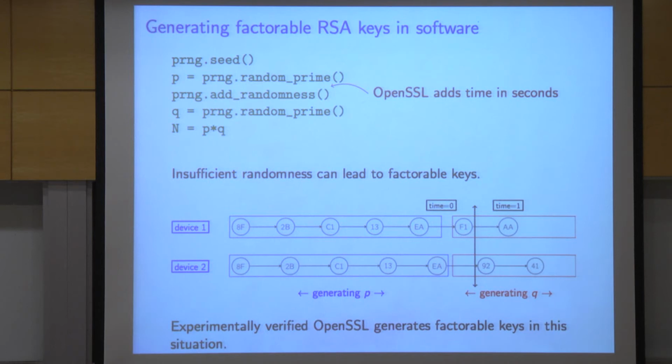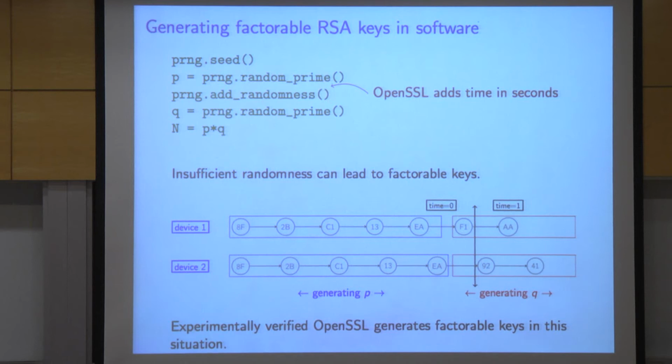implementation pattern looks something more like this, where you seed your pseudorandom number generator, but then over the course of generating your keys, you are continuously adding more entropy into the application's entropy pool. And so, you might generate your first prime and then add some more randomness and then generate your second prime. And where is this entropy coming from? Well, every time you query the OpenSSL entropy pool for a random bignum, it adds the current time in seconds to the entropy pool.